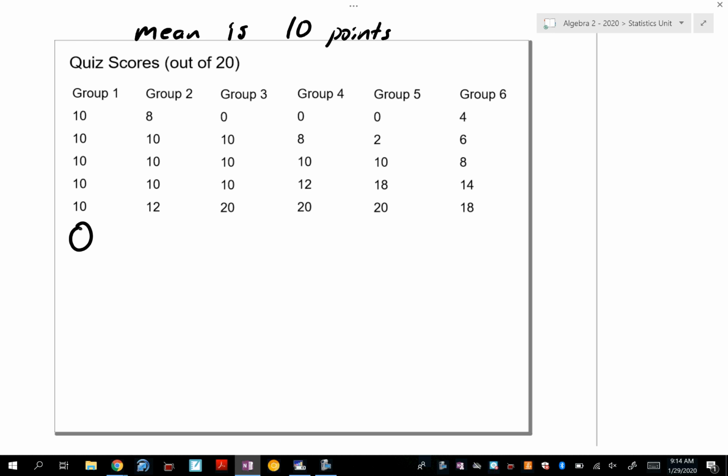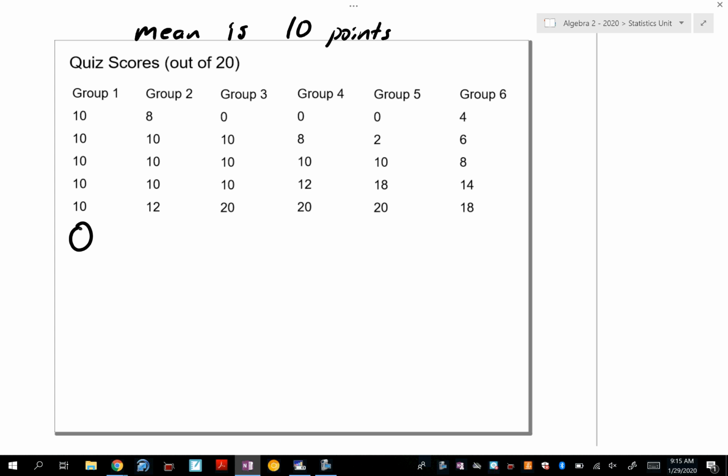Group 2, I still have 3 students that got 10. But now instead of these other students getting 10, one of them is an 8 out of 20, and one is a 12 out of 20. So what do you think is going to happen to the standard deviation for group 2 compared to 0? It's going to go up, right? Because now 8 and 12 are farther away from 10 than not at all far away, 0 units away. Okay? So it's going to go up.